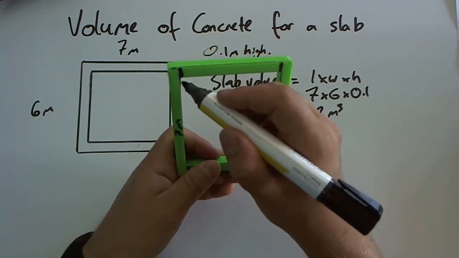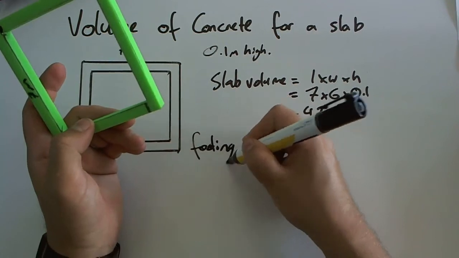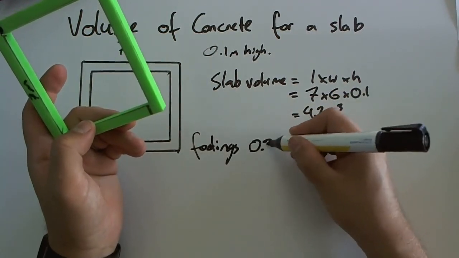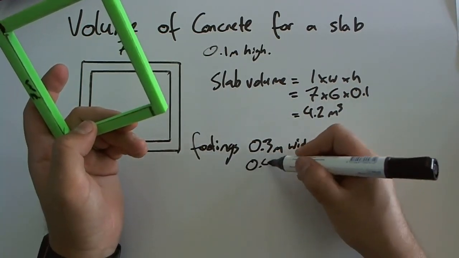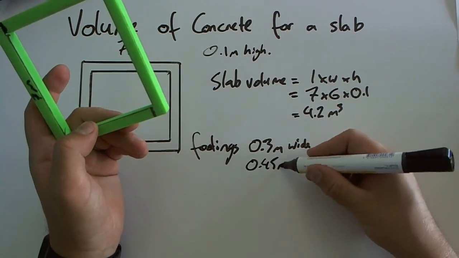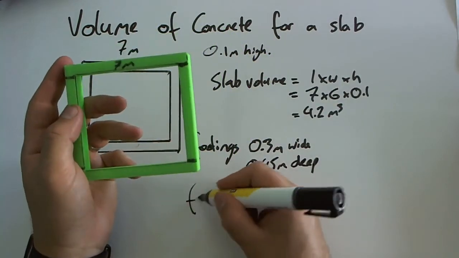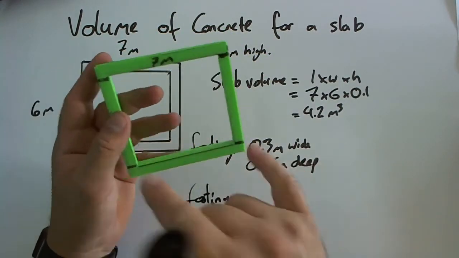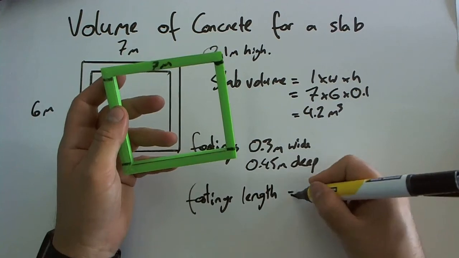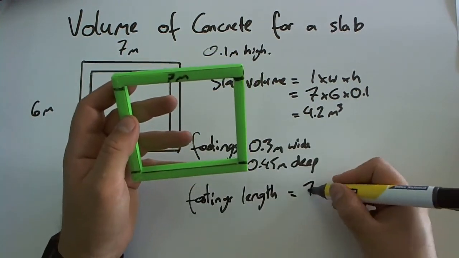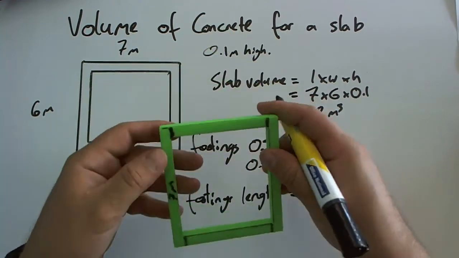So we're going to take off the width of the footings. In this question, our footings are going to be 300 mil wide, which is 0.3 meters, and they're going to be 450 mil deep, which is 0.45 meters. If I think about this, what I find the easiest to do is calculate the total length of the footings. So I'm going to go footings length. I'm going to do the length the whole way around.